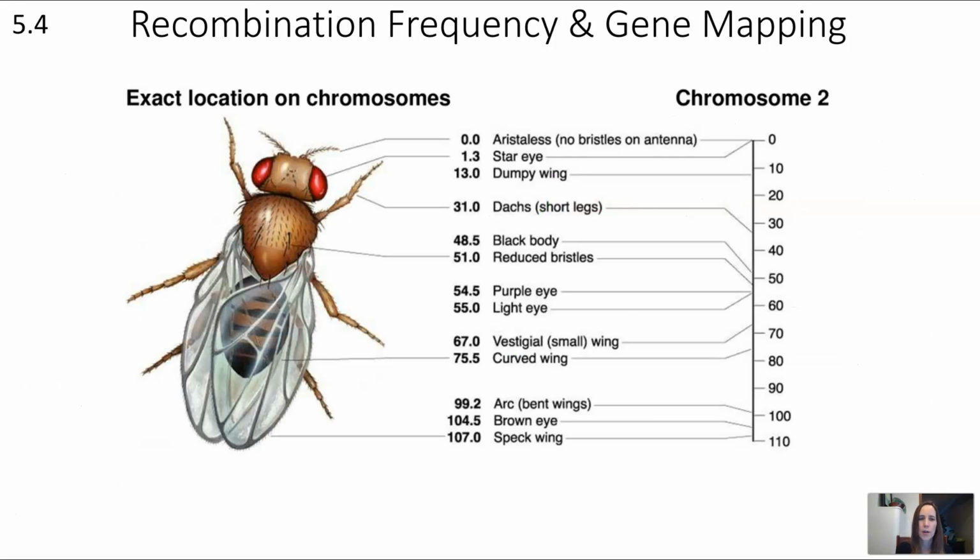Here's just a diagram of an actual gene map of a Drosophila. It's showing a bunch of traits that occur on chromosome 2. We know where those traits, or where those genes, are on the chromosome because of many, many studies looking at recombination frequency between all of these genes.